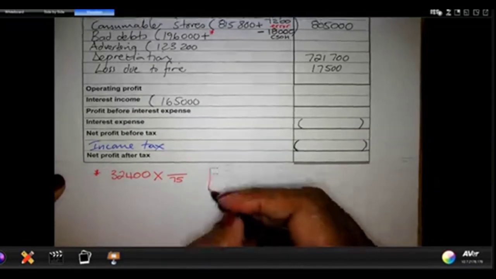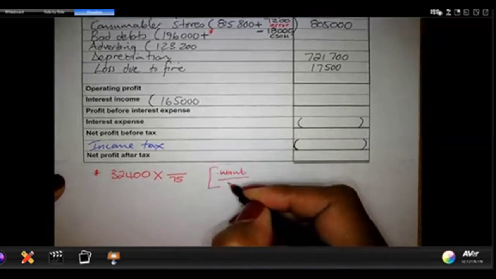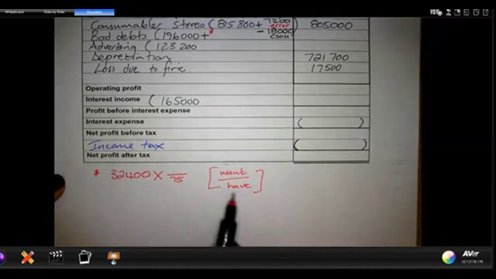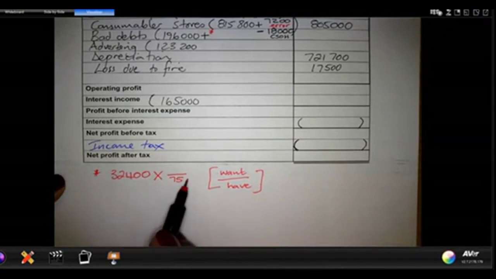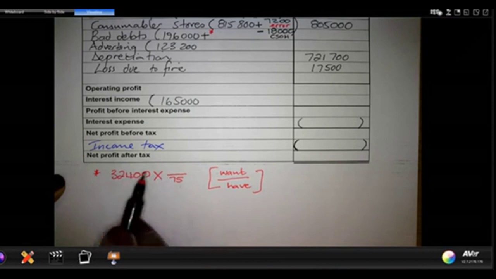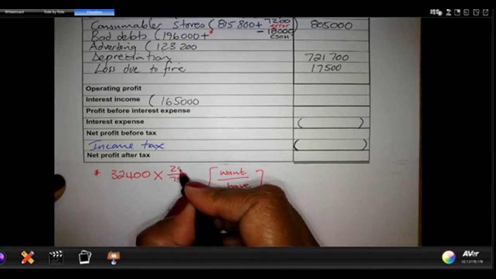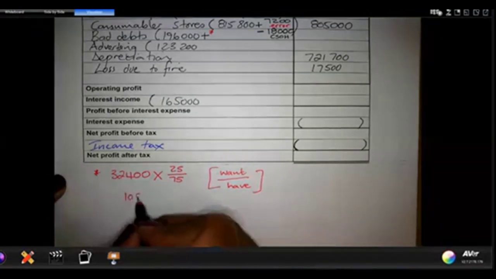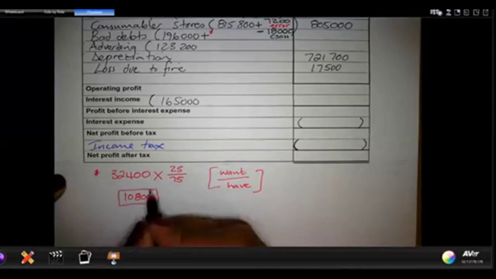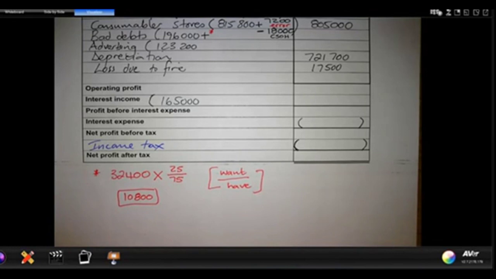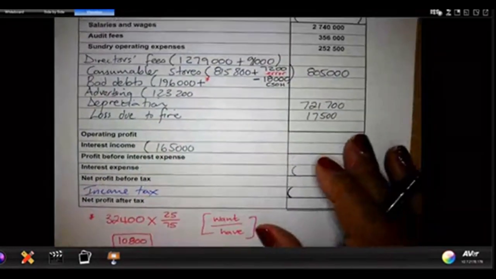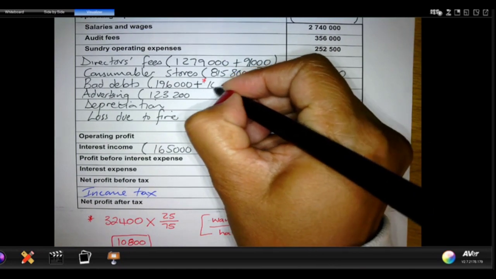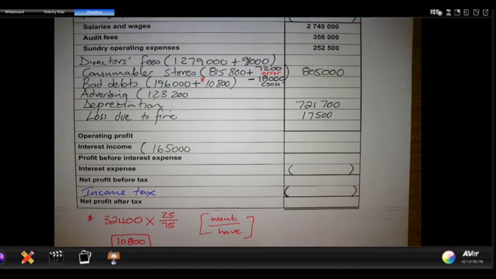So my formula is what I want over what I have. So I have the 75% or the 75 cents, okay, which is the same thing. What do I want? I want the 25 cents in the rand because I don't have that. I don't have the 100% and I don't have the 25%. So I can work out the 25% and that comes to 10,800. That is the 25 cents in the rand. And so now what I'm going to do is I'm going to make my bad debts more by 10,800. And that is my calculation.